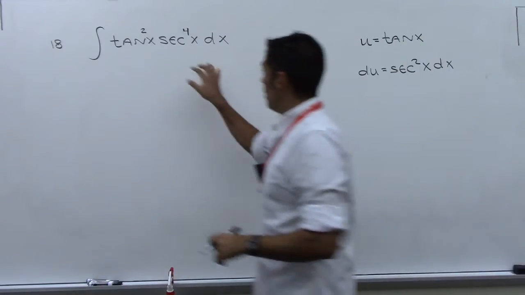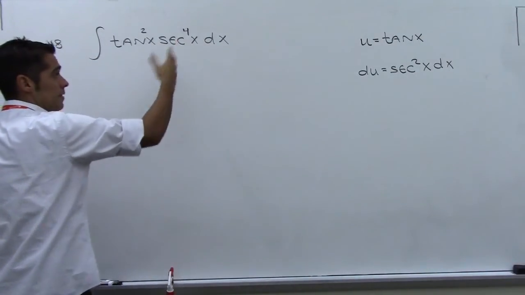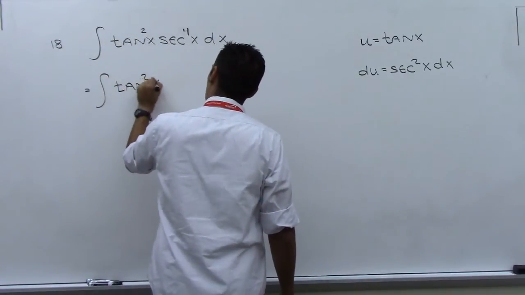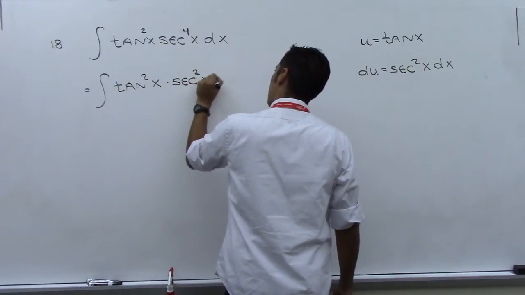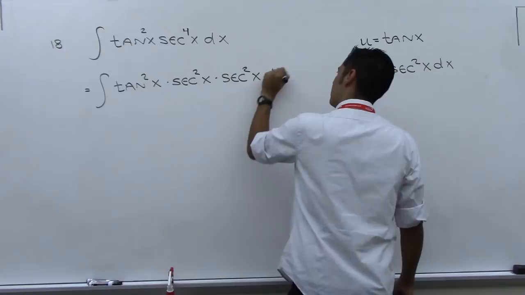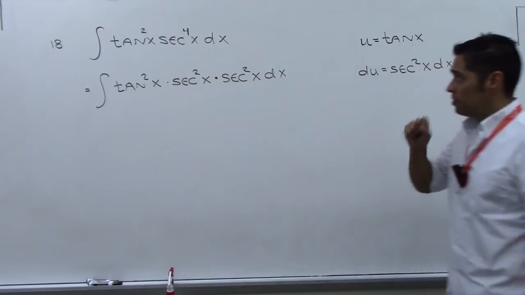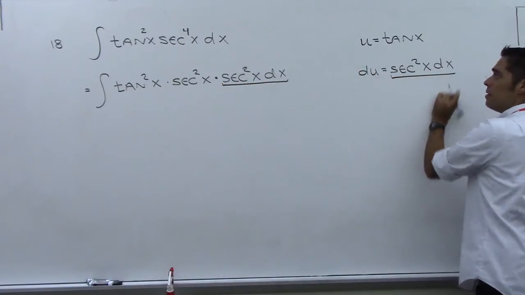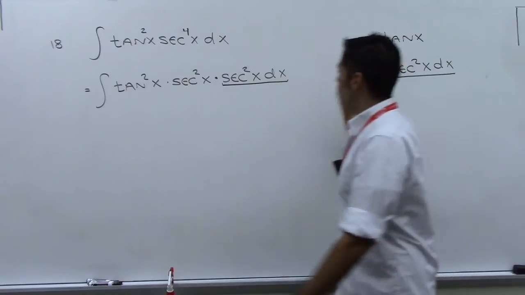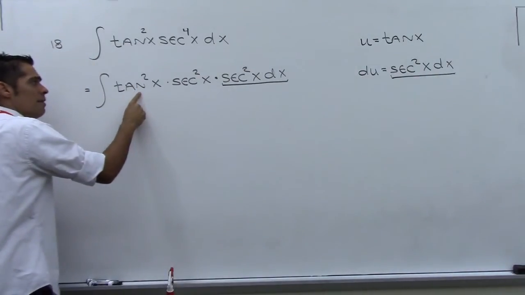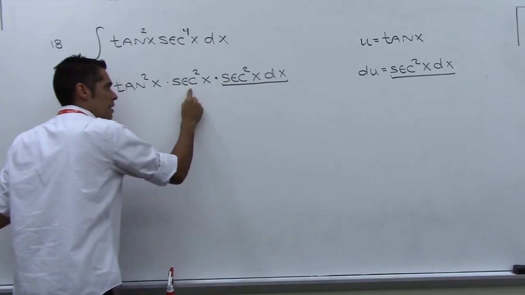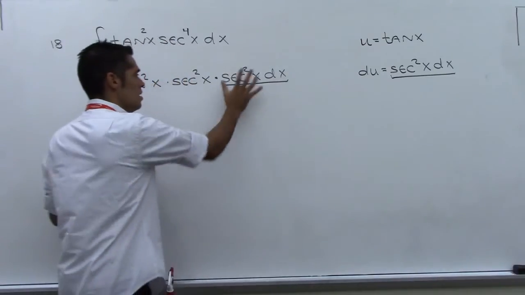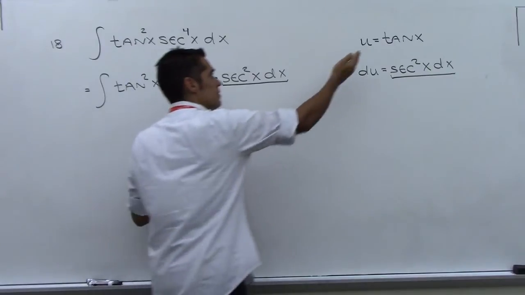So remember, the idea was peel off a secant squared, because if this is even, you're definitely going to have a secant squared. So this will become integral tangent squared x times secant squared x times secant squared x dx. That's multiplication. So I've peeled off a secant squared x dx, and that's because this matches up here. So I've got du right there. I can replace my tangent with u, so this will become u squared. But what about the secant squared? I don't call it du again because this is du. I would need the dx there with it. So I need to somehow rewrite this in terms of tangent.